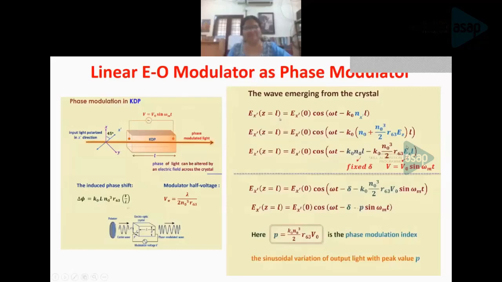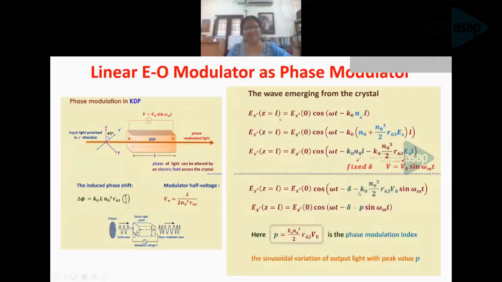Now we can assume this as a constant P. P is written here: k0 n0 cube by 2 r63 V0. This P is known as the phase modulation index. There is a sinusoidal variation with the peak value of P, and this phase modulation index will be maximum when sin omega t is 1. So now it has modulated the phase.